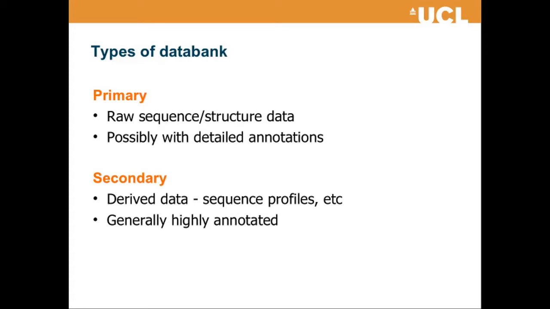Now, we can divide data banks into different types. A primary data bank contains raw data. So this might be sequence data, structure data, and so on. And there may be some detailed annotations associated with that. On the other hand, a secondary data bank contains data that are derived from information in primary data banks.